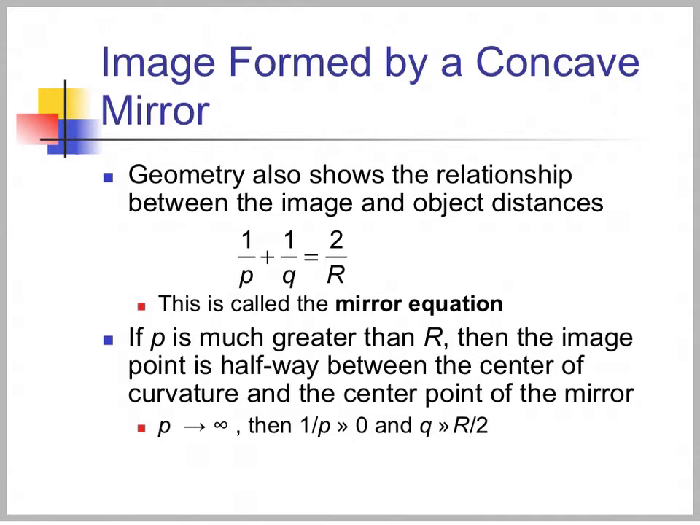The geometry also shows that there's a relationship between the image and object distances. Specifically, 1 over p plus 1 over q is equal to 2 over r. It's called the mirror equation. So if p is much greater than r, then the image point is halfway between the center of curvature and the center point of the mirror. In other words, as p goes to infinity, 1 over p goes to 0, and so q is equal to r over 2. The image point is half the radius.